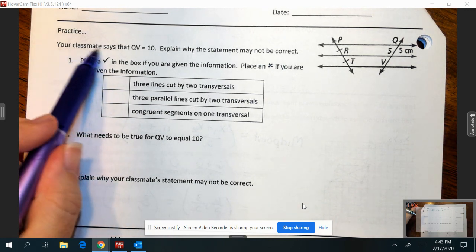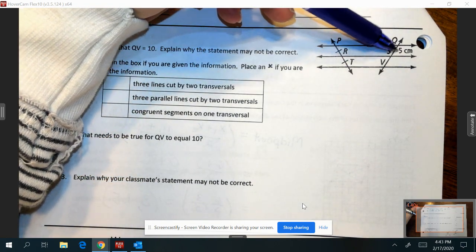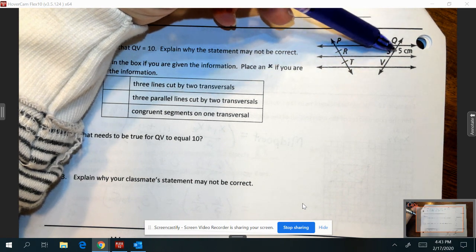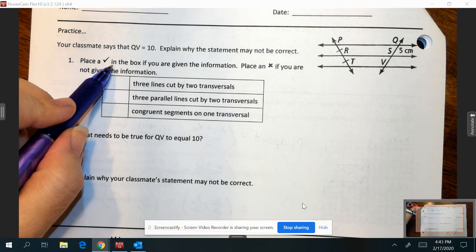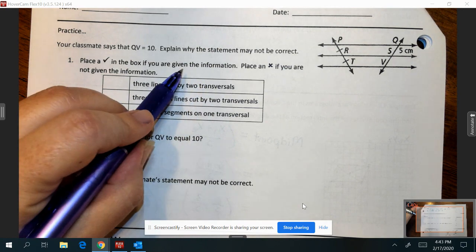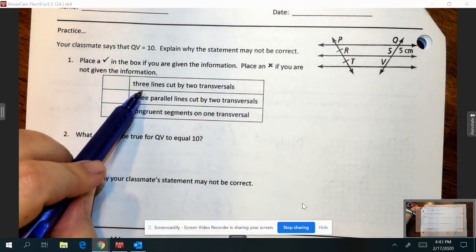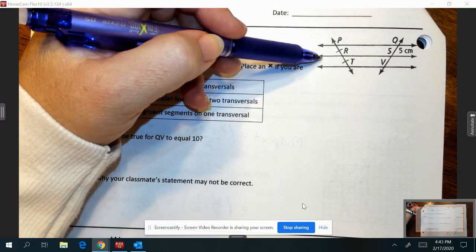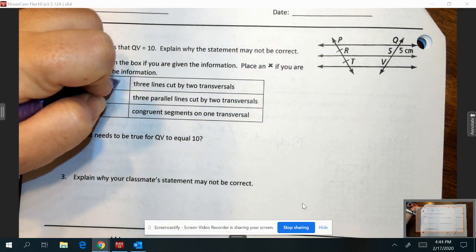Okay, so this says your classmate says that QV is 10. So your classmate sees this part's 5, so this part must also be 5, so the whole thing is 10. Explain why the statement may not be correct. Okay, so we're supposed to put a check if it's given as some information we can assume to be true, or an X if I am not given that information. So 3 lines cut by 2 transversals. That's true. These 3 horizontal lines have 2 transversals going through them, so that one is true.